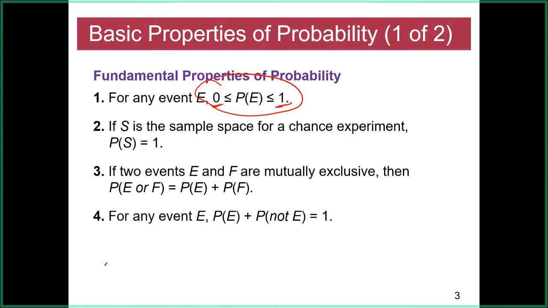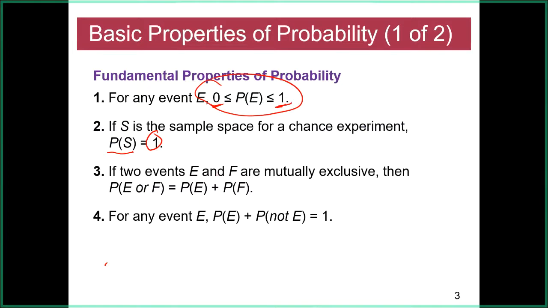If S is the sample space for the experiment, then P of S means the probability that something in the sample space will occur. Well, that's 1. It's guaranteed. Something in the sample space has to occur. The other way to think about it is if you added up the probabilities of all of the possible events in the sample space, they should add up to 1.